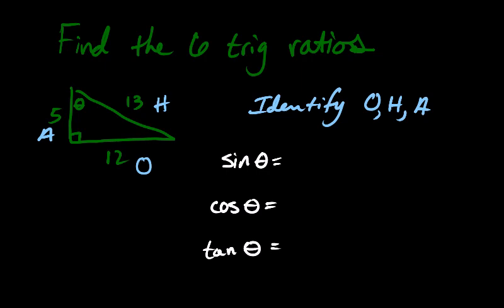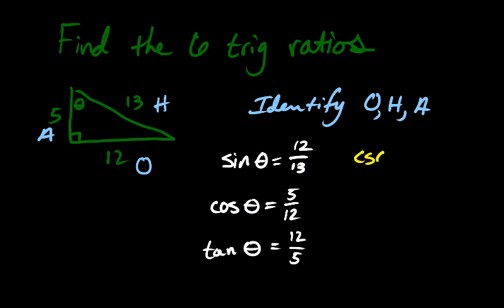So sine is opposite over hypotenuse, so that's 12 over 13. The cosine is adjacent over hypotenuse, so that's 5 over 13. And tangent is opposite over adjacent, so that's 12 over 5. And so those are your first three. Then your next three you can find just by flipping those three.